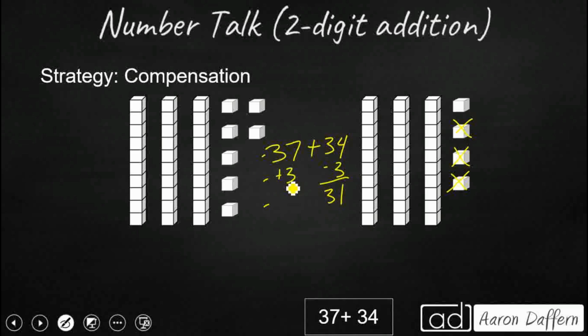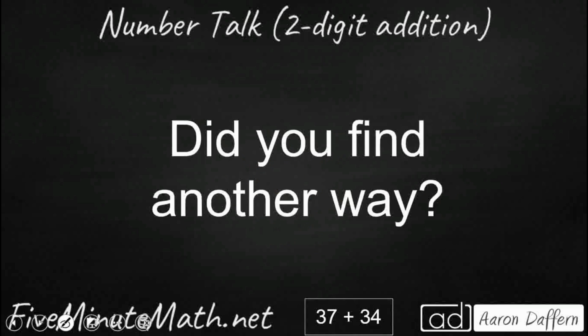And I'm going to add them back in. Let me draw these back in over here. So I'm going to add them back in. So now I've got an even number of 40. So I took 3 away from 34, but I added them back into 37. So I still have a balanced expression because I have a plus 3 minus 3. And look at that, 40 plus 31. Very easy, 71. So those are all the different ways that I can think of to add 37 plus 34.